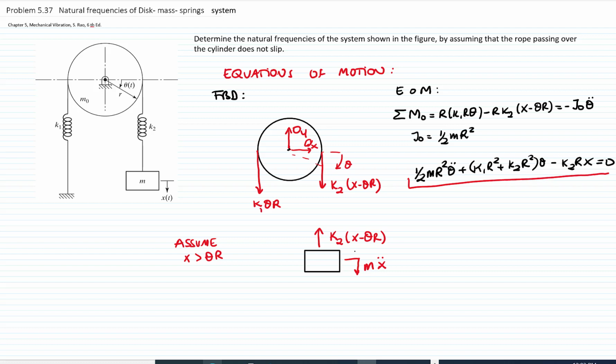Now, for the other equation, I will add forces in my vertical direction. And I have k2 times x minus theta r equals negative mass times x double dot, which is acceleration. And I place everything on the other side of the equation, and I get my second equation of motion.